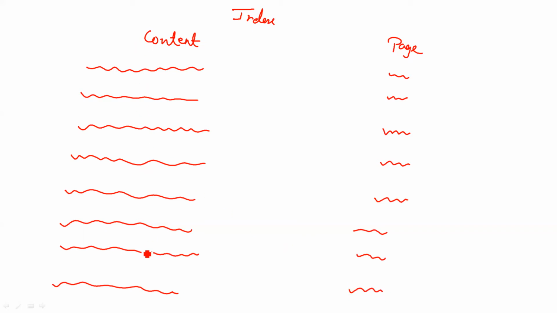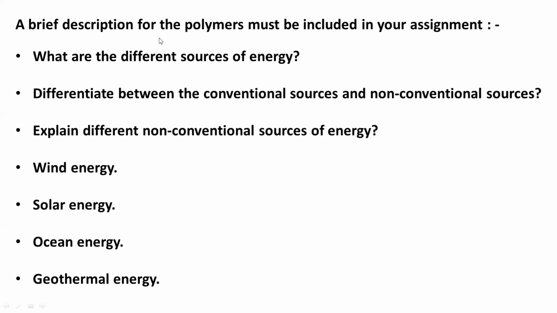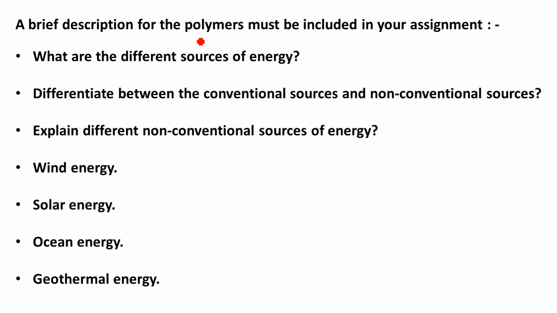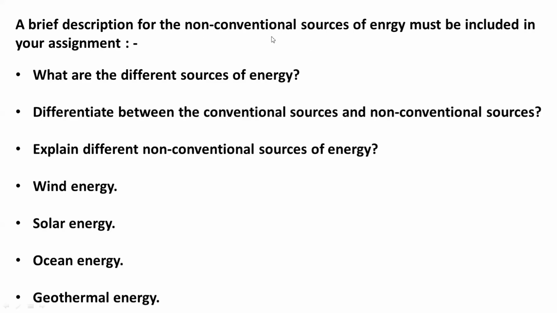This was the contents page. Then after this, what are the topics you are going to include? I have mentioned this in your second page. You have to make a brief description of the non-conventional sources of energy, which must be included in your assignment. The different types of sources of energy, as I have told you: the conventional sources of energy, and second, the non-conventional sources of energy. In brief you have to discuss them.